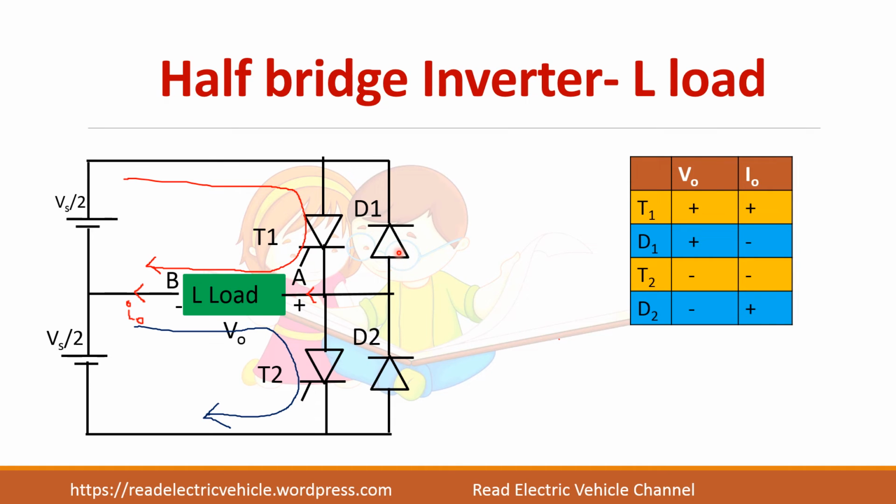When D1 conducts, what happens? The output voltage will be connected to positive only. So output voltage is positive, whereas current flows from B to A, so that the current flows through D1. So current is negative. Similarly for T2, current flows from B to A, and the voltage, this plus will be connected to the negative end. So negative voltage, negative current, and for D2 current flows from A to B. So current is positive.